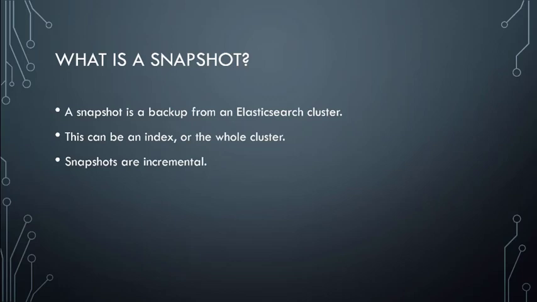One cool thing about snapshots is that they're incremental, meaning that only differences between your last snapshot and the current one are stored. This means that the storage needed for those is less than if you took a whole snapshot of the entire cluster. If you're familiar with stuff like Git, this is also how Git stores its information.